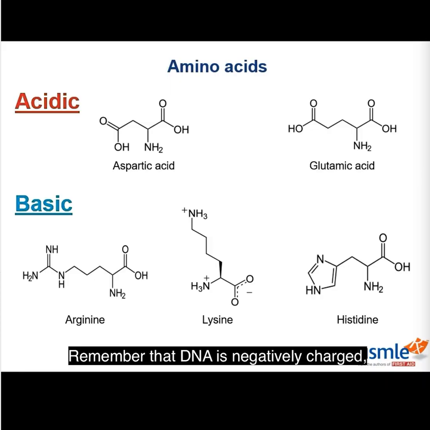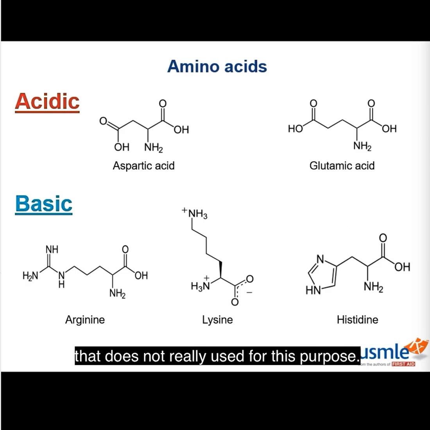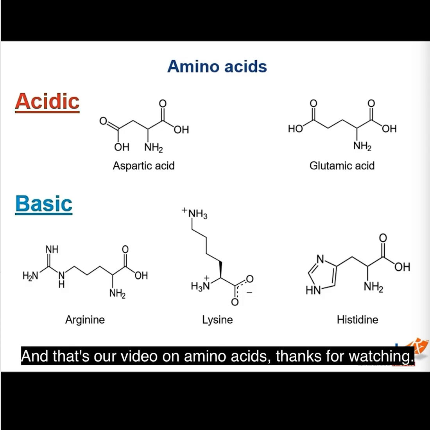Remember that DNA is negatively charged, so the histones can increase their composition of positively charged or basic amino acids in order to attract and hold onto the DNA. The only basic amino acid that sounds like histone, which is histidine, is actually the only basic amino acid that is not really used for this purpose. And that's our video on amino acids.